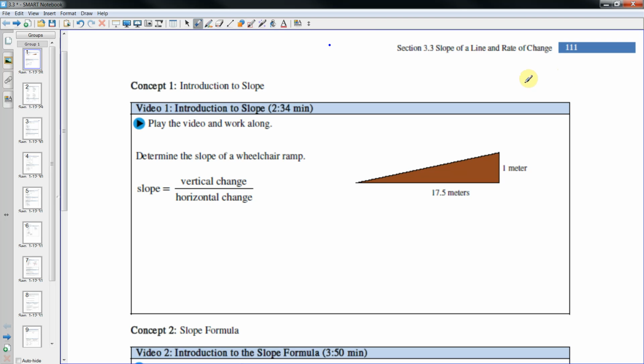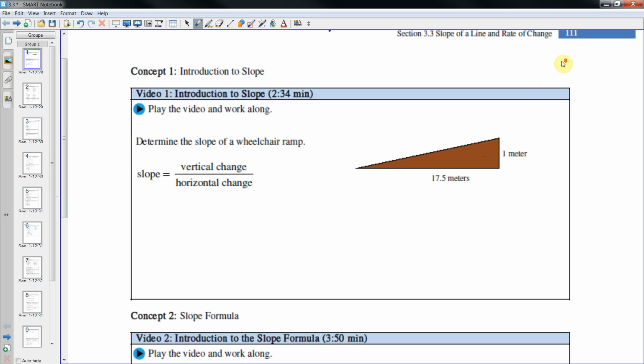I want to talk about slope today and how we're going to graph using slope. First of all, we need to know what our definition of slope is. Slope is the rise over run. You may recognize that, rise over run. A lot of times that's what we will hear when we start talking about slope. It's also the vertical change over the horizontal change. Rise means vertical, horizontal would be your run.